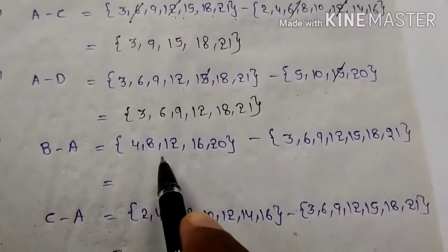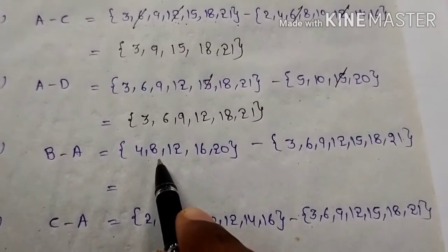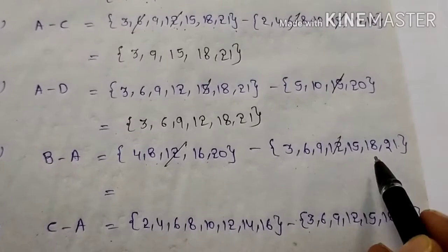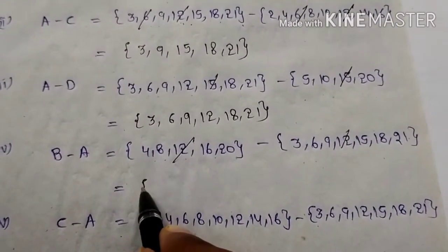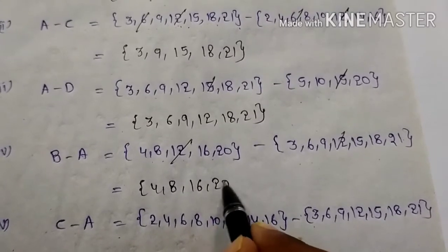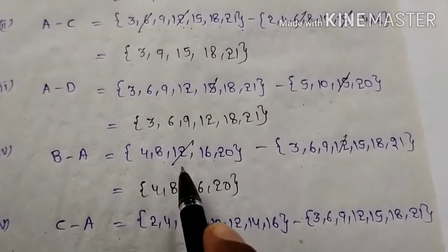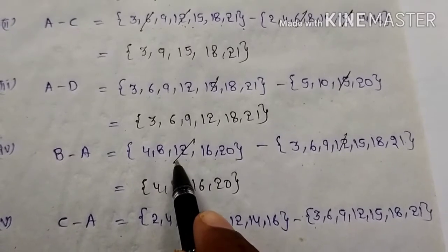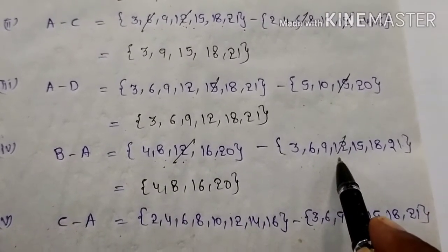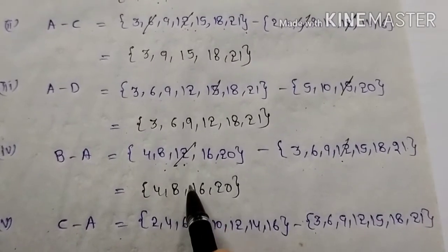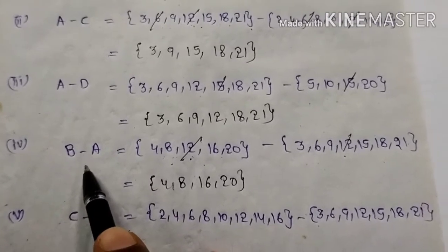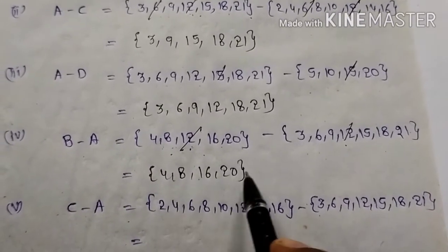B minus A, common? 4, no. 8, no. 12, yes, 12 is common in both the sets. 16, 20, no chance. That means you can write those which are not common: 4, 8, 16, 20. That means you can see here the remaining elements in the first set. First you cancel the elements which are common in both the sets. After that you write the elements which belong only to the first set. That means here 4, 8, 16, 20.